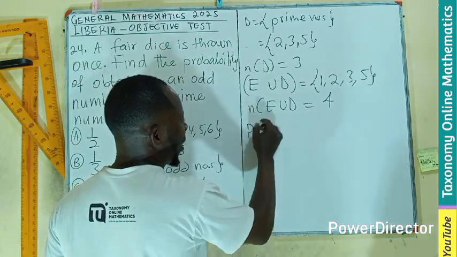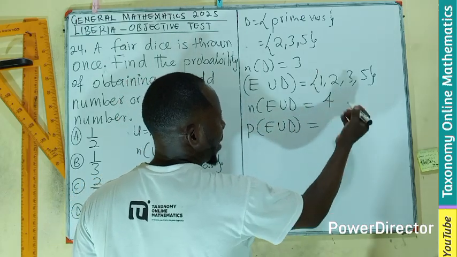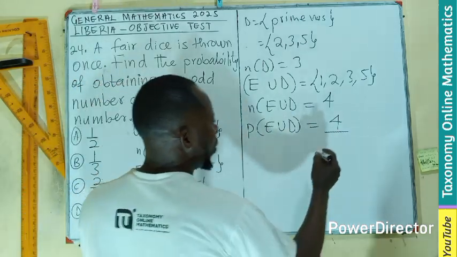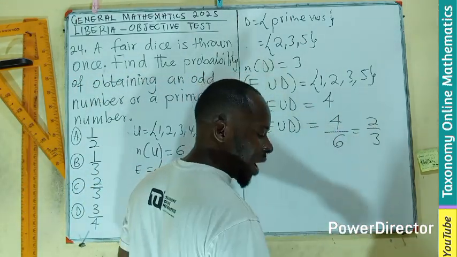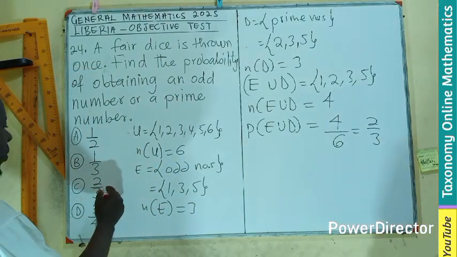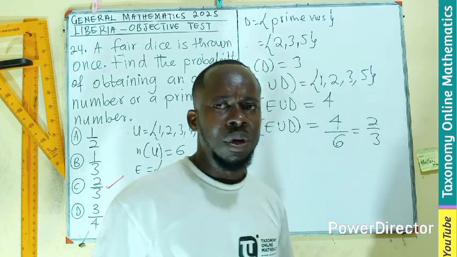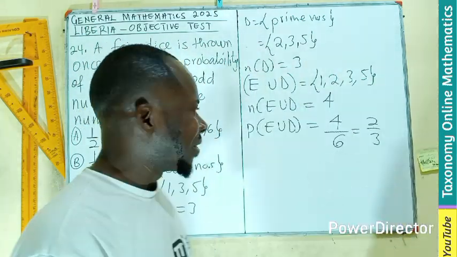So I now have the set consisting of the odd number or prime number. Therefore, I can say that probability of E or D equals the number, which is 4, divided by the total, which is going to be what? 6. Common factor of 2 will give us our answer to be 2 on 3, which is going to be the option what? C.